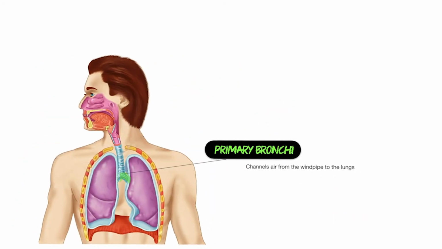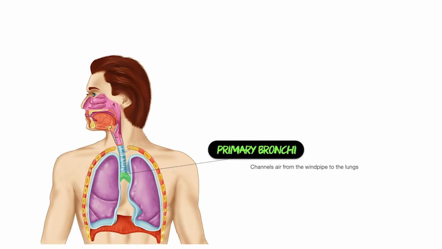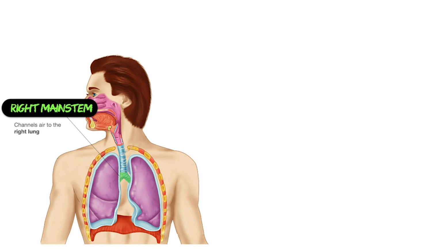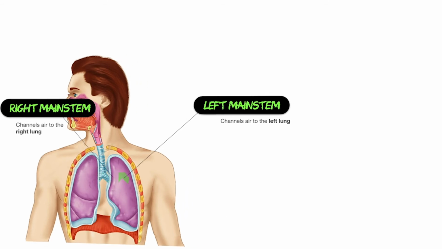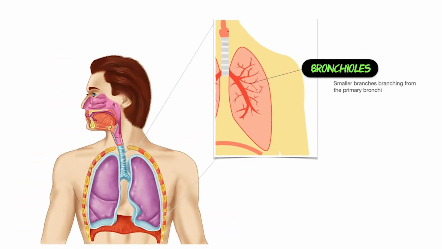After the windpipe, the channel separates into two bronchi. The right main stem goes to the right lung, and the left main stem goes to the left lung. Each of these bronchi is divided into further branching called the bronchioles, which appear to be smaller branches inside the lungs.